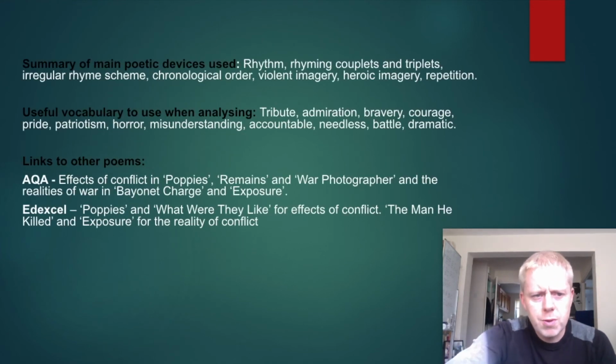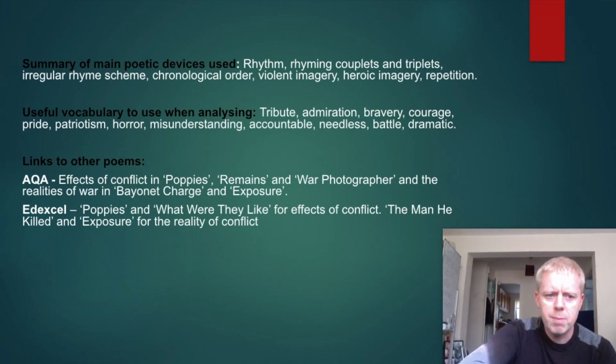Okay, and a final screen. Summary of main poetic devices used. You can use these in your analysis. Rhythm, rhyming couplets and triplets, irregular rhyme scheme, chronological order, violent imagery, heroic imagery, repetition, and then a little revision task is, can you explain the effect of each one of these techniques, each one of these devices? I mean, go through the video again and make notes on that as you go through it.